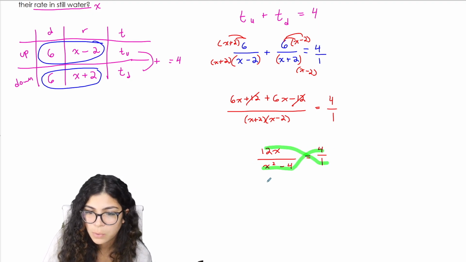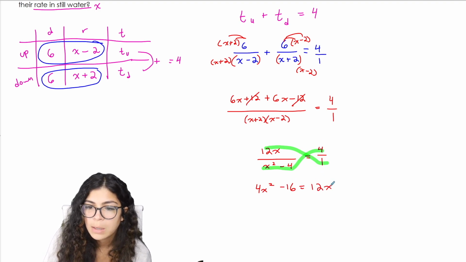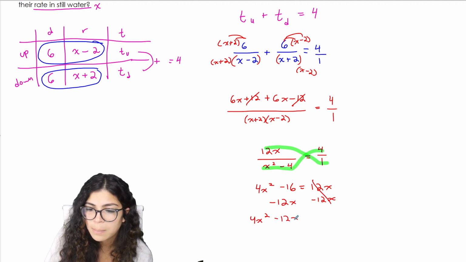So x squared times 4 would be 4x squared. Negative 4 times 4 is negative 16. And 12x times 1 is 12x. Now this is a quadratic, so I'm going to bring over the 12x to the left-hand side so that I can solve this quadratic. 4x squared minus 12x minus 16 equals 0. All right, let's go ahead and factor out 4 from all of these. We get x squared minus 3x minus 4.